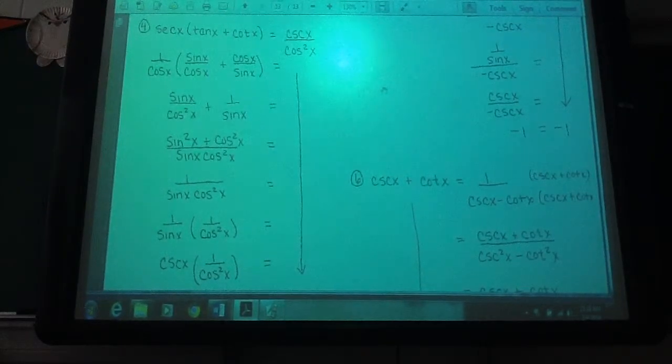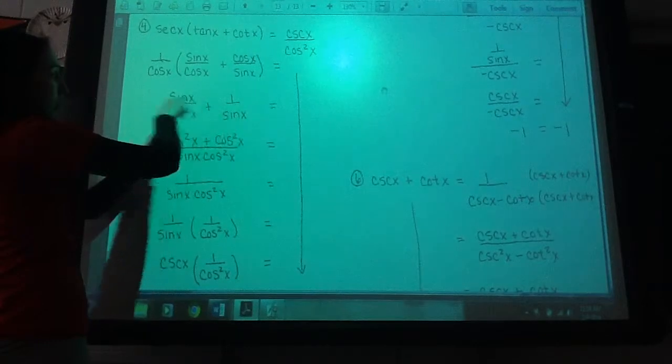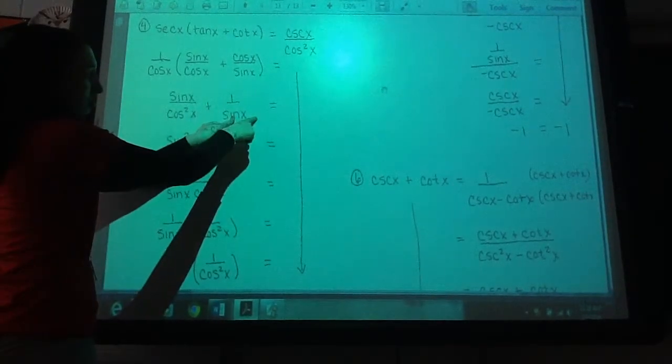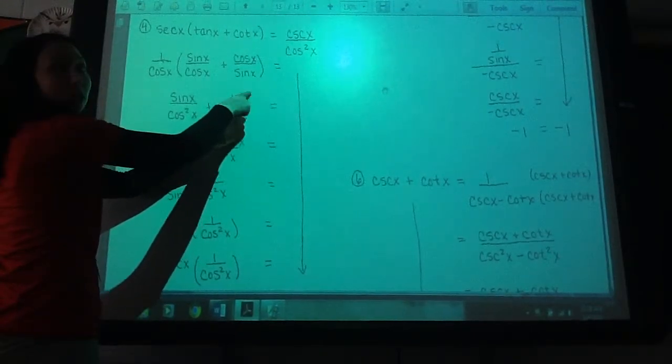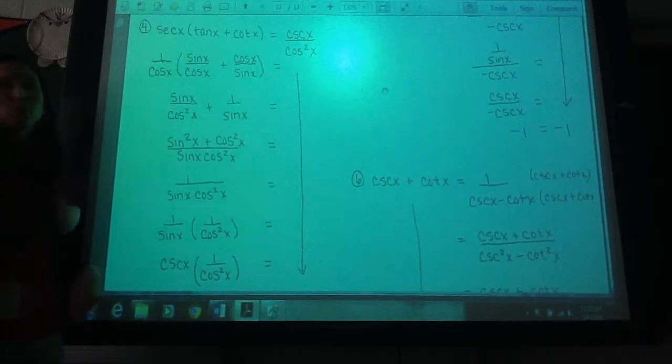And then you get a common denominator by saying, for these to have the same denominator, this one needs a sine, whatever you do to the bottom, do to the top. This one needs a cosine squared, so whatever you do to the bottom, do to the top. So you'll end up with a sine squared plus cosine squared, which is nice because that equals 1.